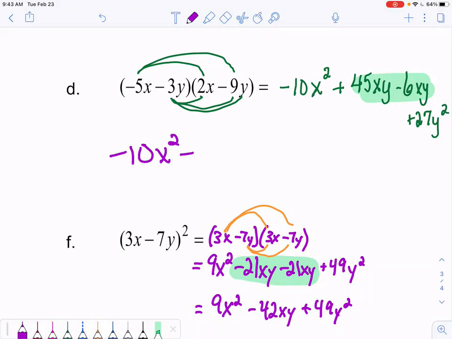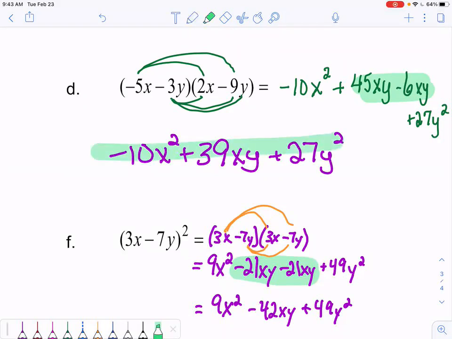Bill, what is 45 minus 6? 39. And then 27y squared. So this is my product. That's what that is actually called. The answer to a multiplication problem is the product. Questions on that?